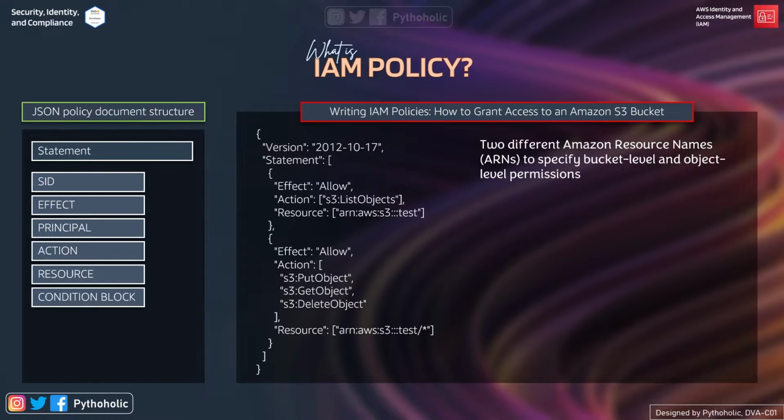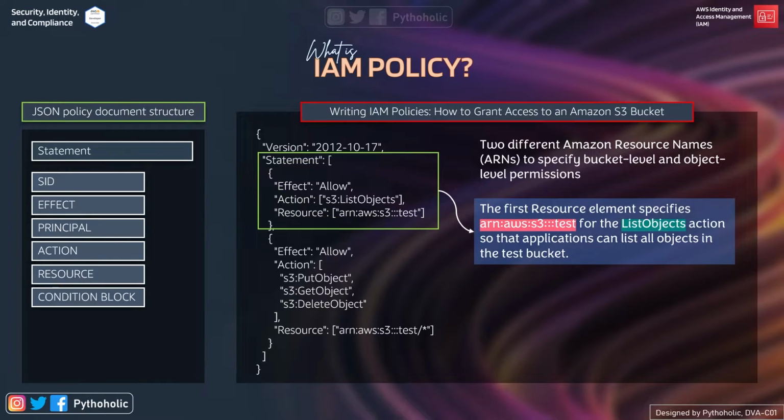Now let's see the first statement. Here the effect is allow. The action is s3:ListObjects for the resource ARN:AWS:S3:::test. It means that we allow a list objects operation on the test bucket. So the name of the bucket is test, and we are allowing the list objects operation. The first resource element specifies ARN:AWS:S3:::test for ListObjects, so that applications can list all objects in the test bucket. So this is clear.